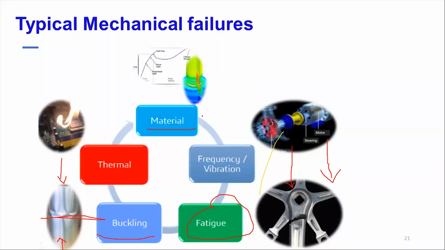Material is very simple. Let's say static failures: the moment you exceed your yield strength, the material gets yielded. You may not want yielding. The moment you exceed your failure strain, the member develops a crack or permanent fracture.